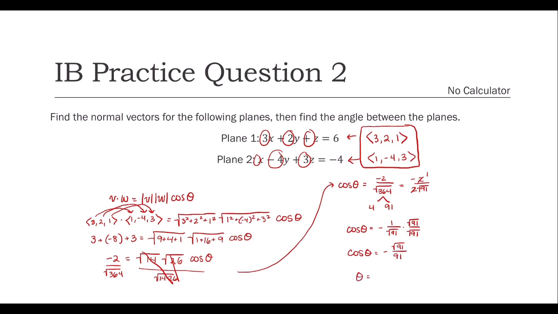So theta equals the inverse cosine of negative root 91 over 91. So that's our final answer because this is a no calculator problem. So that's as simple as we can get it. If it had been a calculator problem, you could plug that in and find that theta is approximately 96 degrees. So there's your solution to that problem.